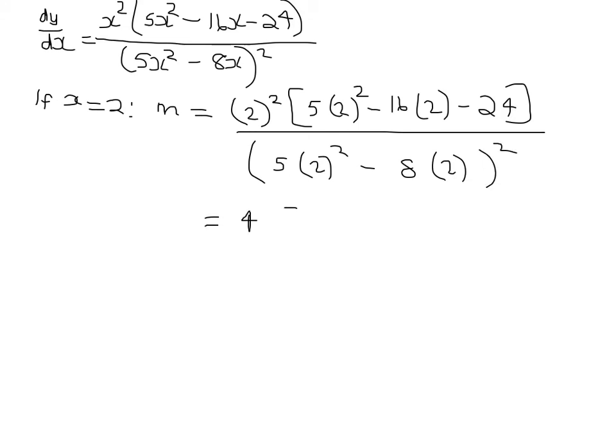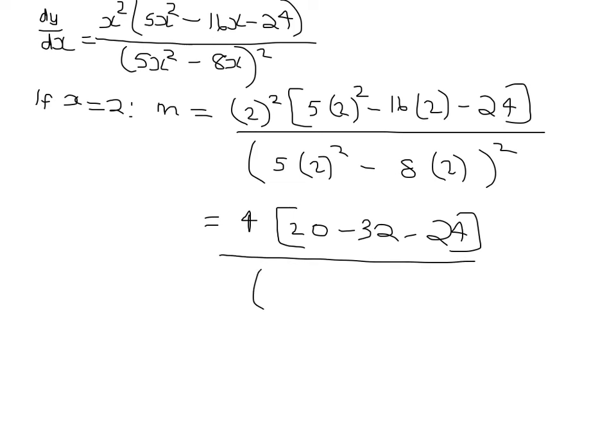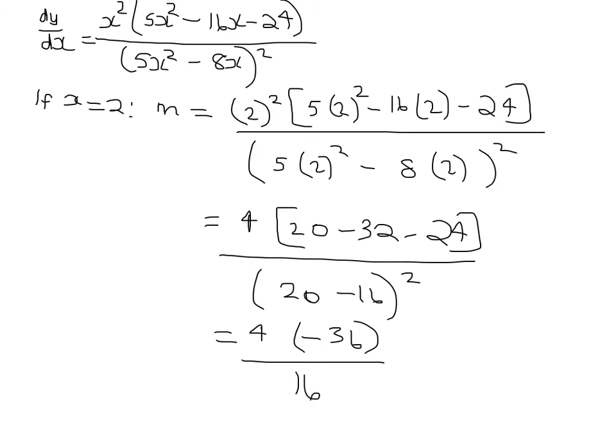So it's 4 outside of 5 by 4 is 20 minus 32 minus 24 all over in brackets, that's 20 minus 16, and we've got to square all that. So it's 4 outside of 20 minus 32 is minus 12, so minus 36. Outside of 20 minus 16 is 4 squared is 16.